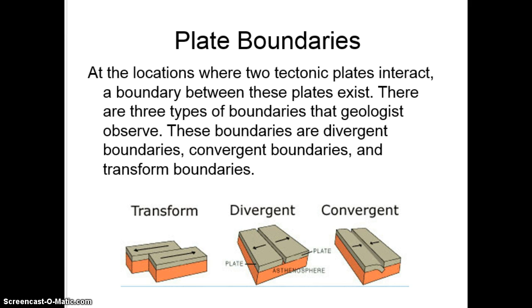Plate boundaries. At the locations where two tectonic plates interact, a boundary between these plates exists. There are three types of boundaries that geologists observe. These boundaries are divergent boundaries, convergent boundaries, and transform boundaries. We will draw some of these diagrams in our notebook, so don't worry. Transform is where you see them sliding past one another. Divergent, they are going away from one another. And convergent, they are coming toward one another.